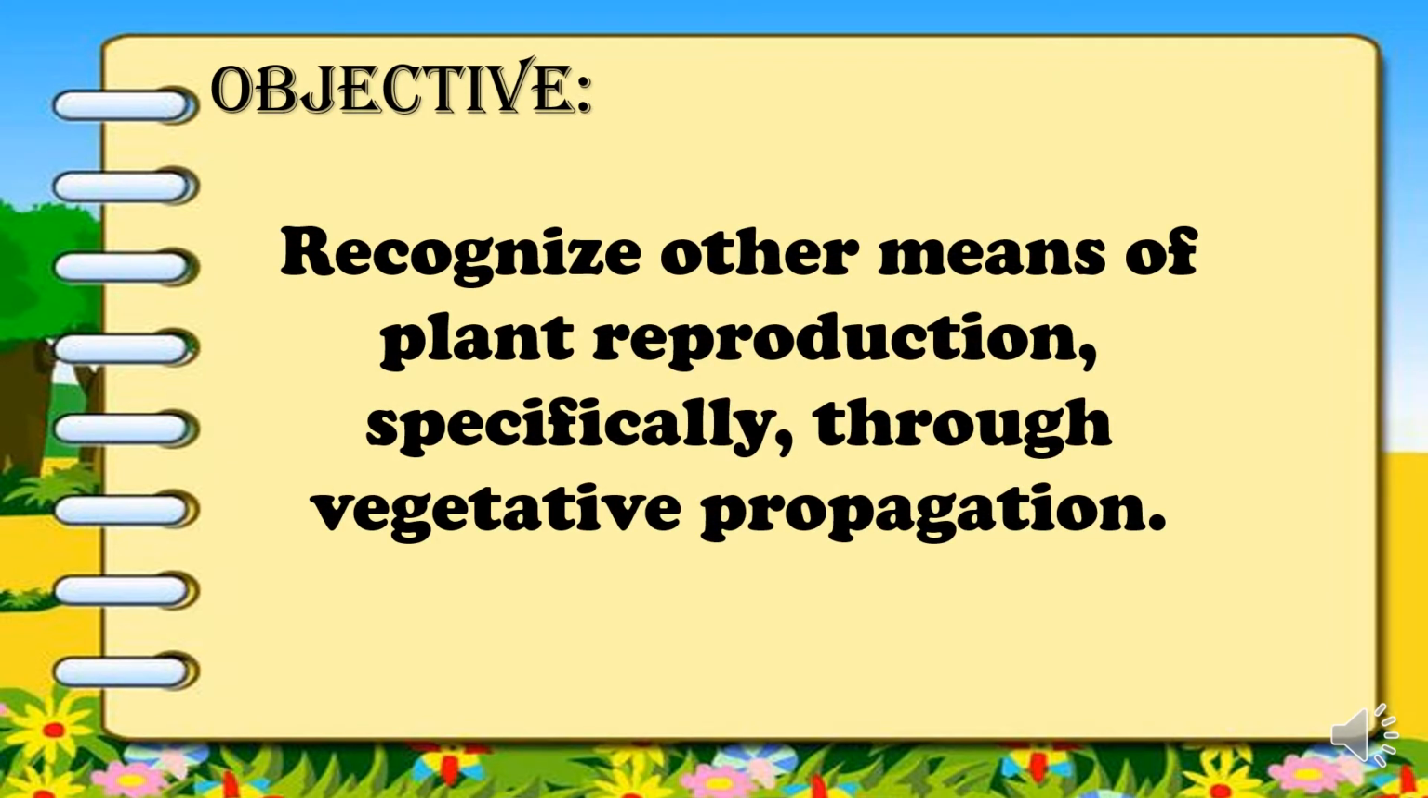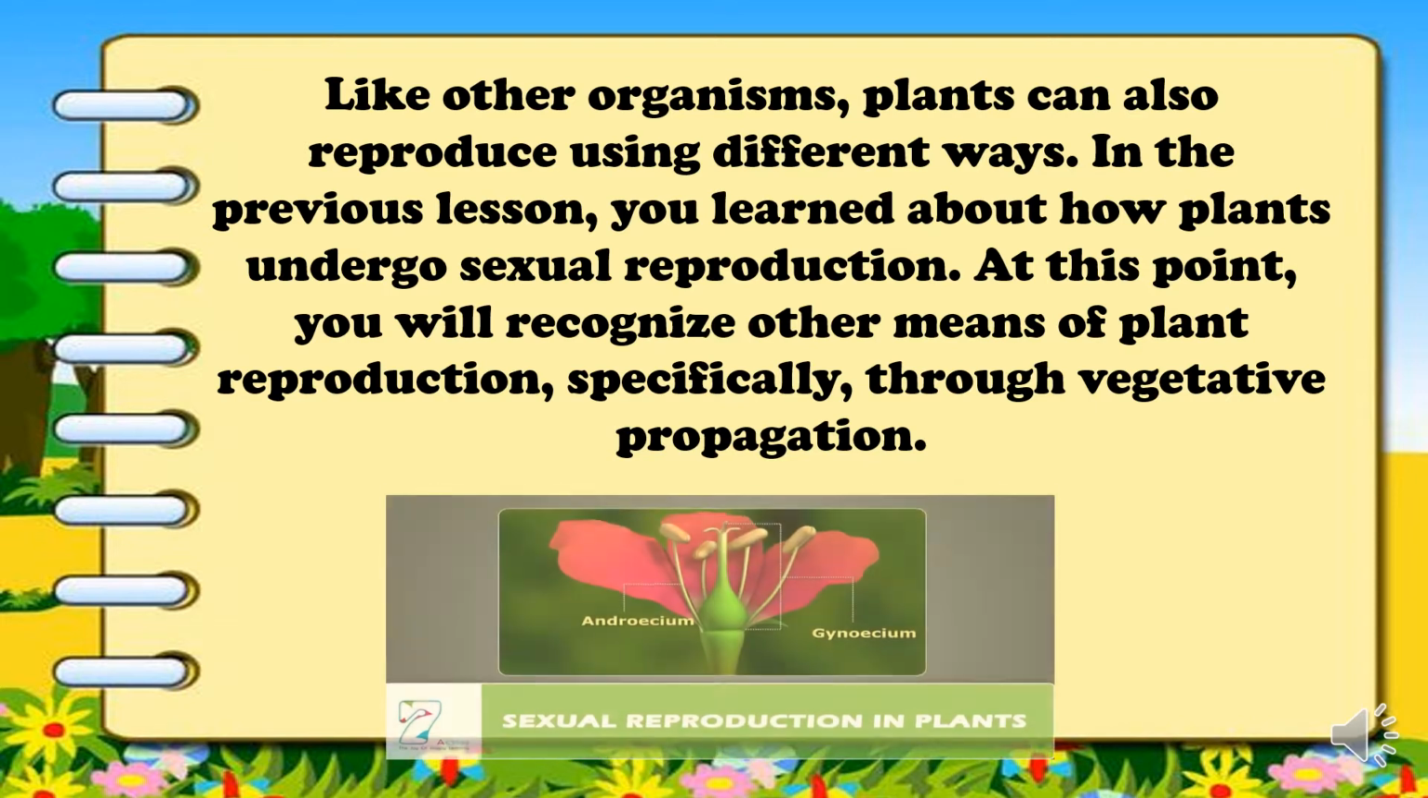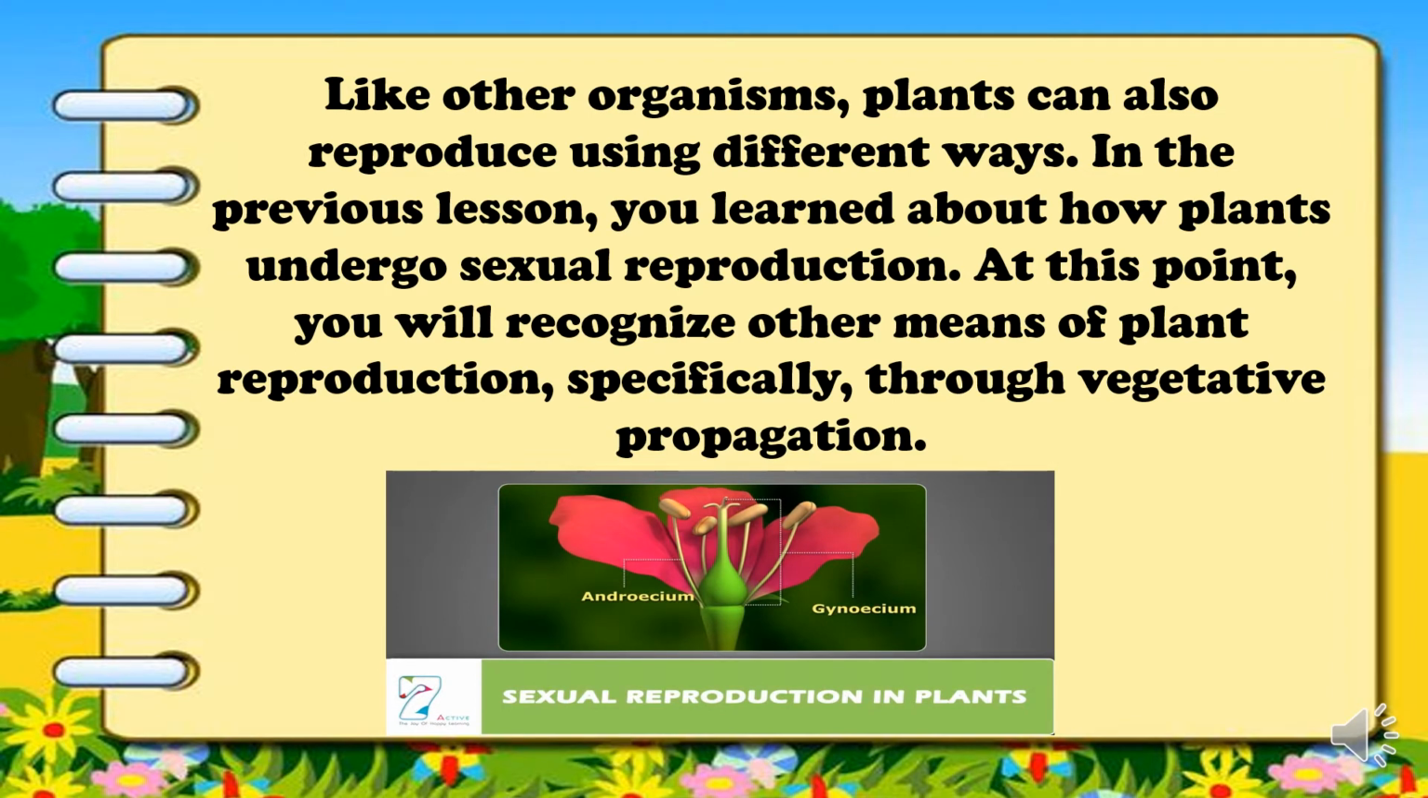And the objective: at the end of the lesson, you are expected to recognize other means of plant reproduction, specifically through vegetative propagation. Like other organisms, plants can also reproduce using different ways. In the previous lesson, you learned about how plants undergo sexual reproduction. At this point, you will recognize other means of plant reproduction, specifically through vegetative propagation.